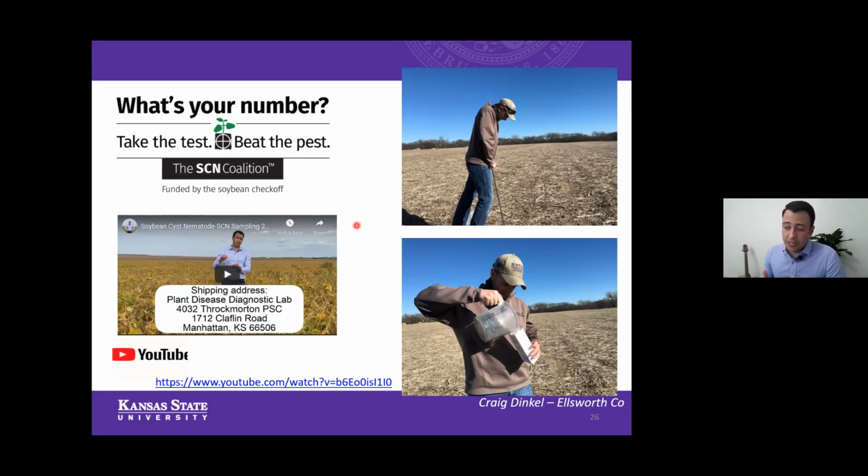Because if we know that it's present and the numbers are high, you might have to switch a variety or go with a more resistant variety. If the numbers are low, you might not have to do anything right now, but it is important for you to know and understand what your numbers are.